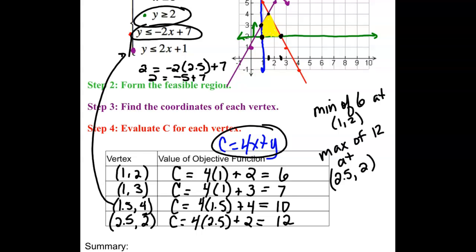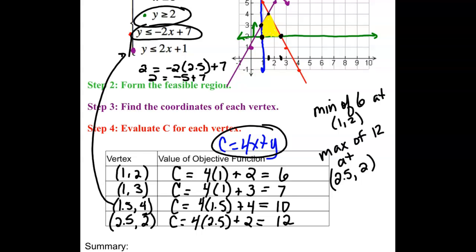All right, so once again, you are graphing all of your constraints, all of those inequalities, finding where they all overlap, your feasible region, finding the coordinates of each vertex of that region, and then plugging those vertices into your objective function to find your max and min.